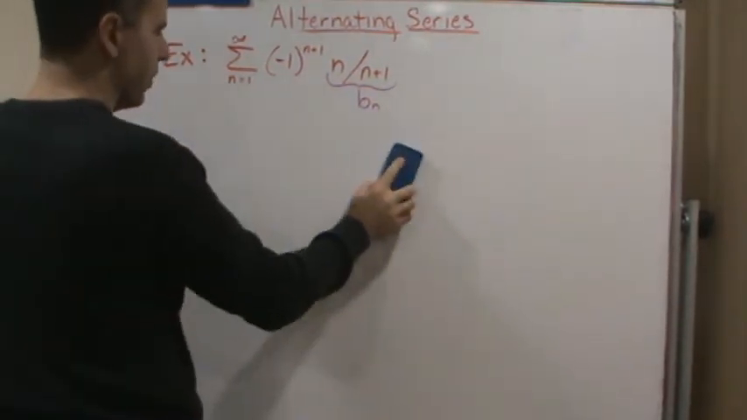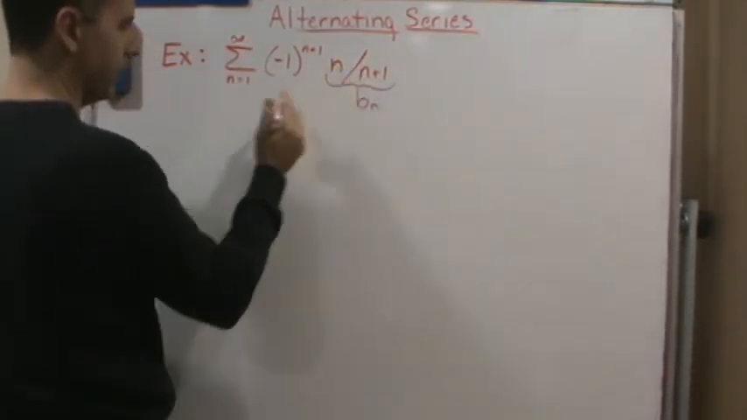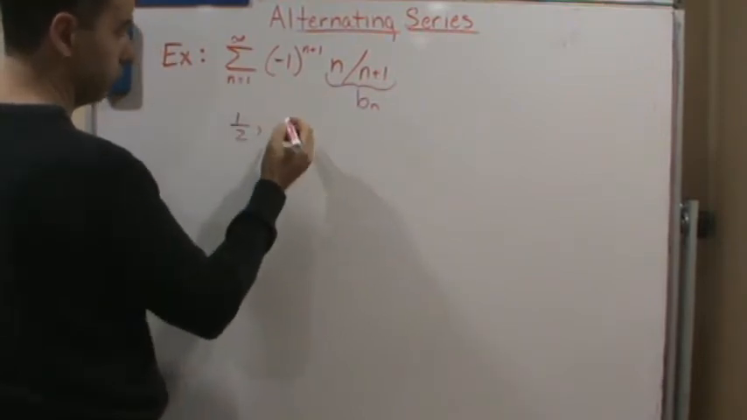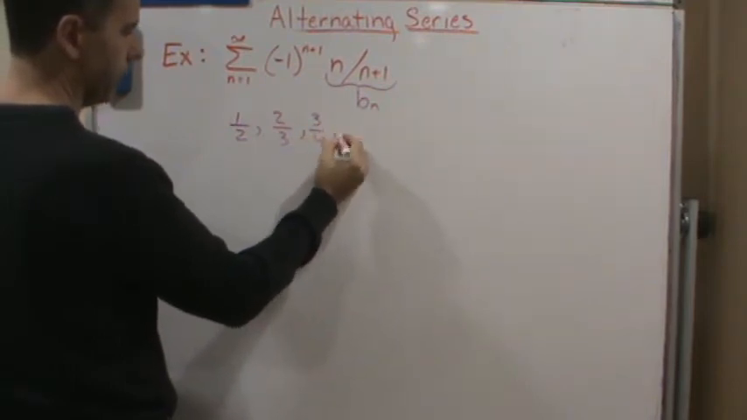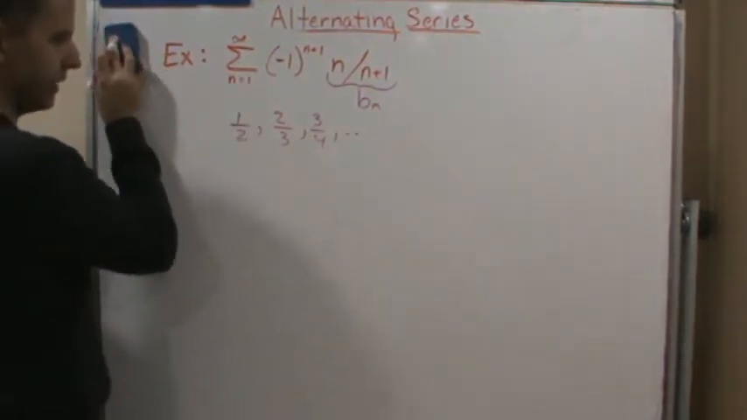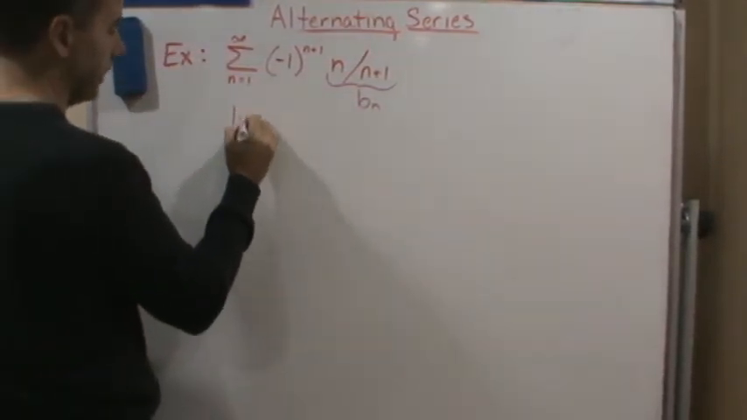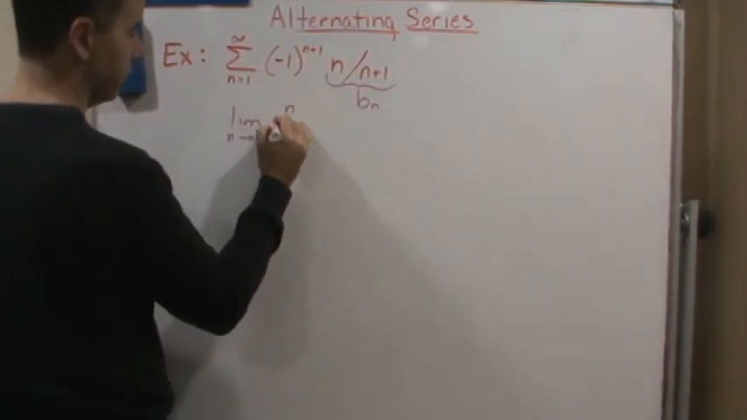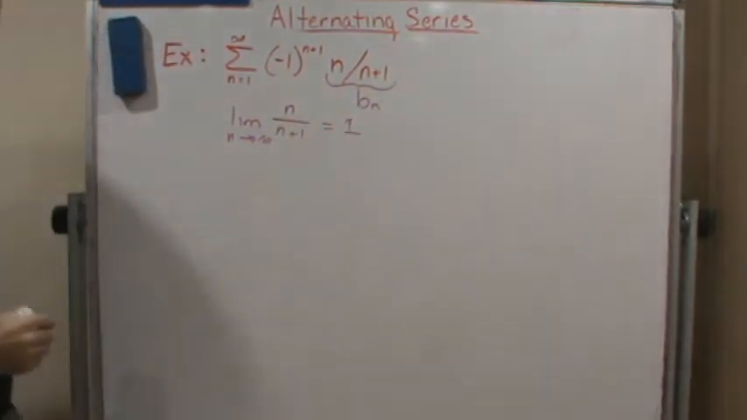So what does this thing do? It starts at a half, right? Because at n equals 1, this is a half. And then it goes to what? 2/3, and then 3/4, and so on. So this thing is not decreasing. Furthermore, if we take the limit as n approaches infinity of b sub n, that thing's heading towards 1, as we discussed in earlier videos.